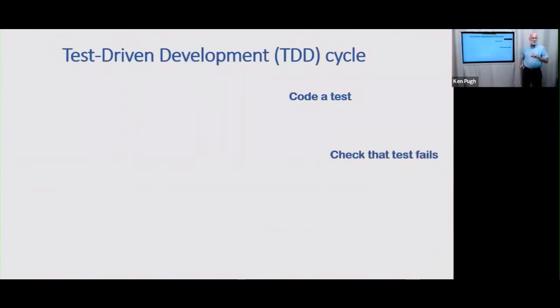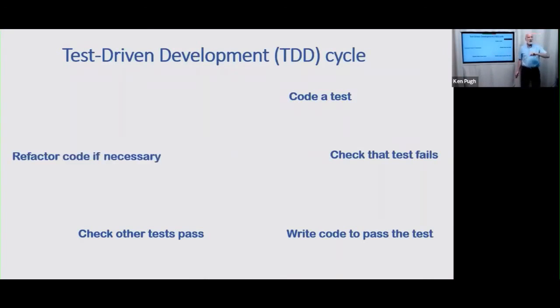We code a test, simple little test. We check the test fails. We write the code to pass the test. We check that other tests pass. We refactor the code if necessary, and we check that all tests pass. A cycle, one simple little test, do something, do something, do something. On the order of 30 seconds, a minute, 2 minutes.